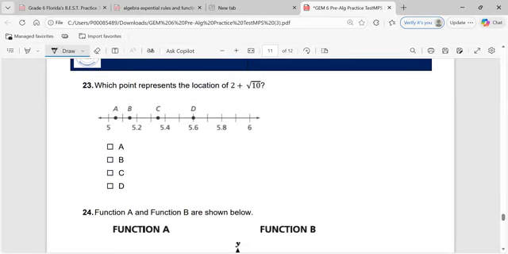Number 23, we're also going to put that in the calculator. 2 plus square root of 10. When I put that in the calculator, I'm going to get 5.16. Once I know it's 5.16, I'm going to look at my number line. This is 5. This must be 5.1 then, because that's 5.2. And so B is between 5.1 and 5.2. And your answer is B.